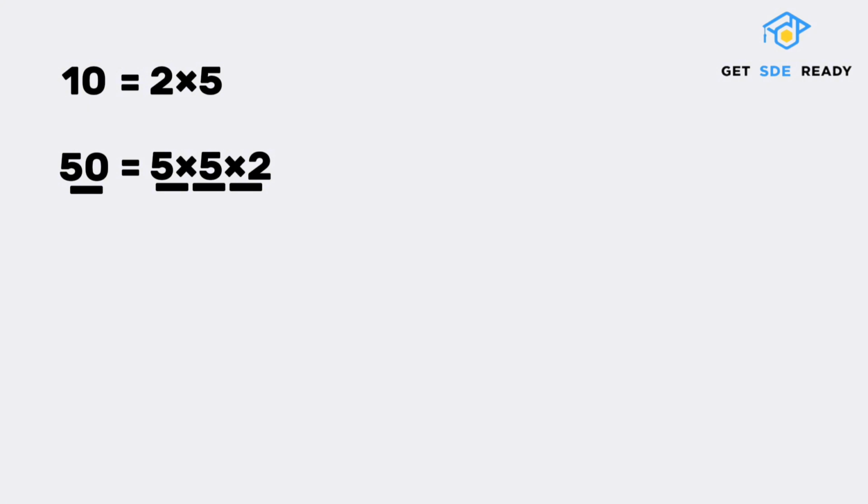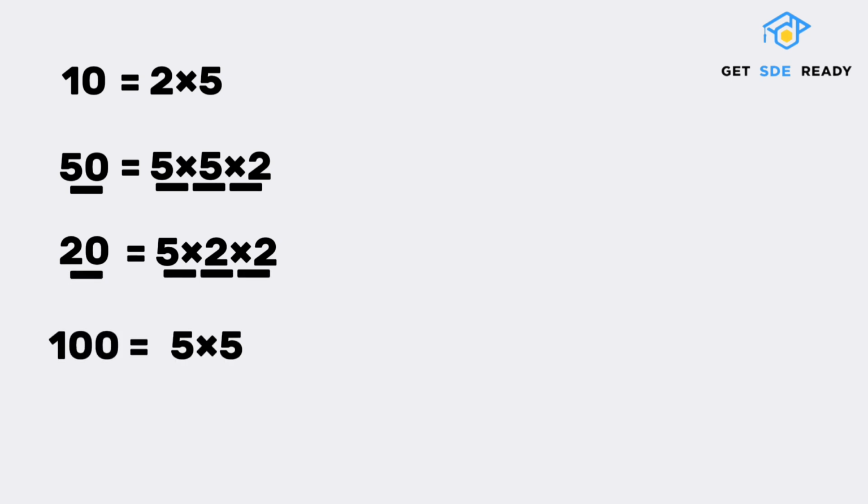Let's see 20. This is 5 into 2 into 2. How many pairs? Again, only one pair of 5 and 2. That's why 1 zero. But if you go for 100, this is 5 into 5, 2 into 2. How many pairs of 2 and 5? Two pairs of 2 and 5. That is why two trailing zeros. So I hope you have understood that if there is n factorial and we need to calculate the number of trailing zeros, if we calculate the pairs of 2 and 5, our job would be done, right?